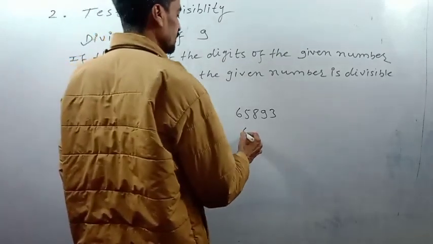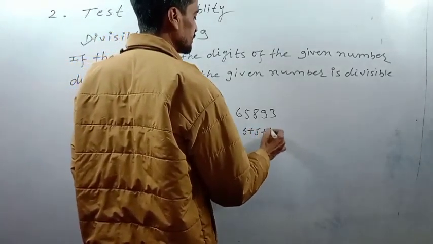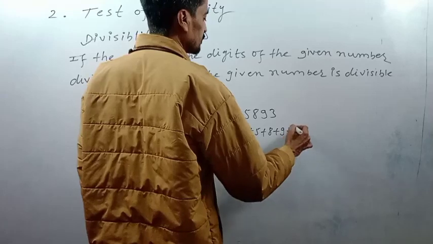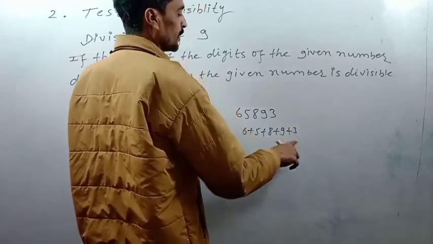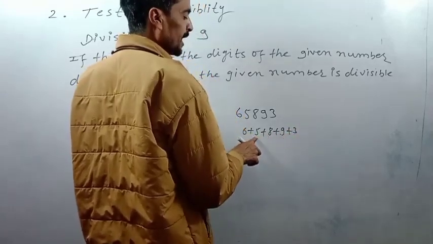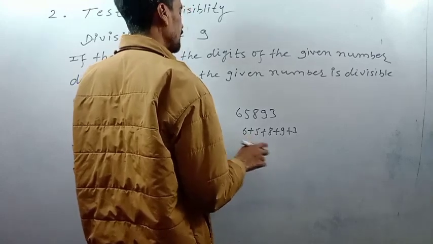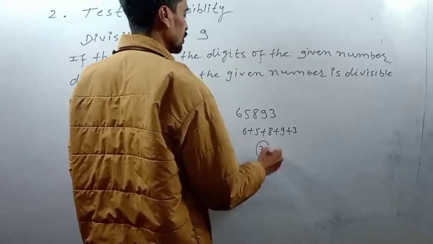Here you see the sum: 6 plus 5 plus 8 plus 9 plus 3. 9, 3, 12. 12, 8, 20. 20 and 5, 25. 25 and 6, 31.